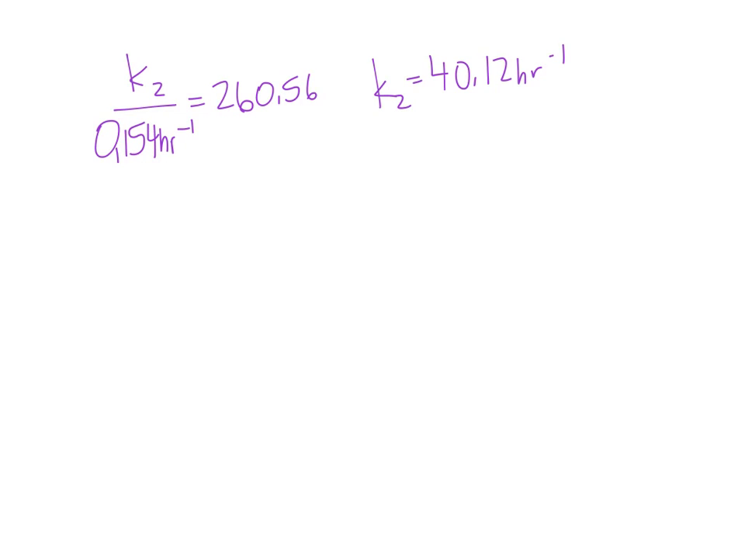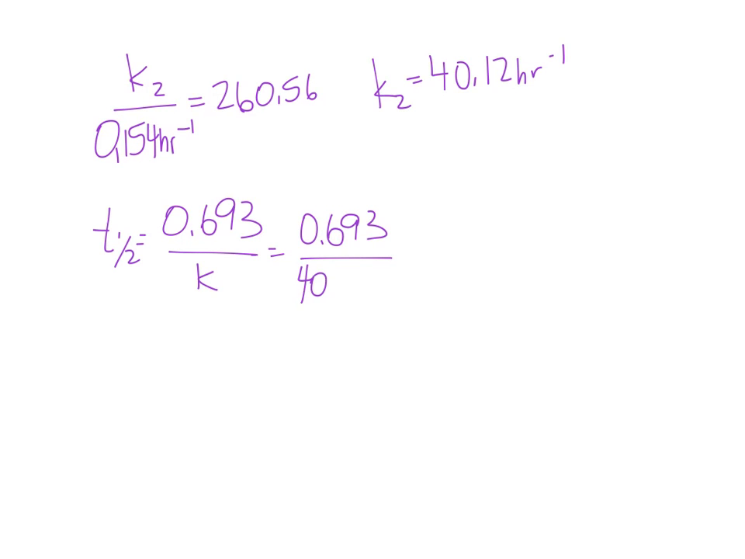Okay, here's the problem. It's not asking for K2, it's asking for the half-life. So remember that half-life is 0.693 over K, and K is 40.12 per hour. 0.693 over 40.12 per hour is equal to 0.017. Hours are on the bottom of the bottom, so plain normal hours.